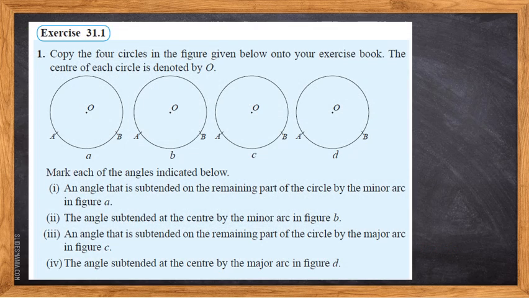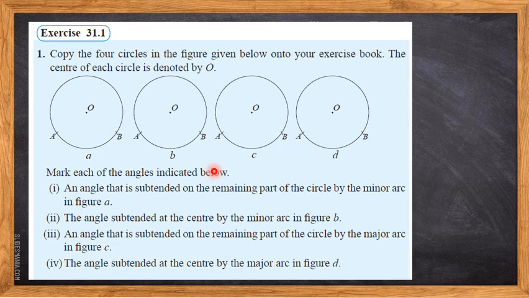Then this is from grade 10, lesson number 31, exercise 31.1. Right, it says copy the 5 circles in the figure given below onto your exercise book. The center of each circle is denoted by O. Right, you have to copy these circles onto your book. Then mark each of the angles indicated below.